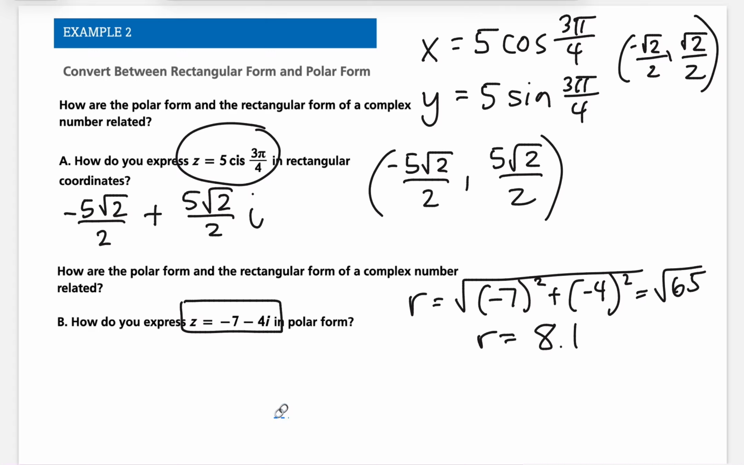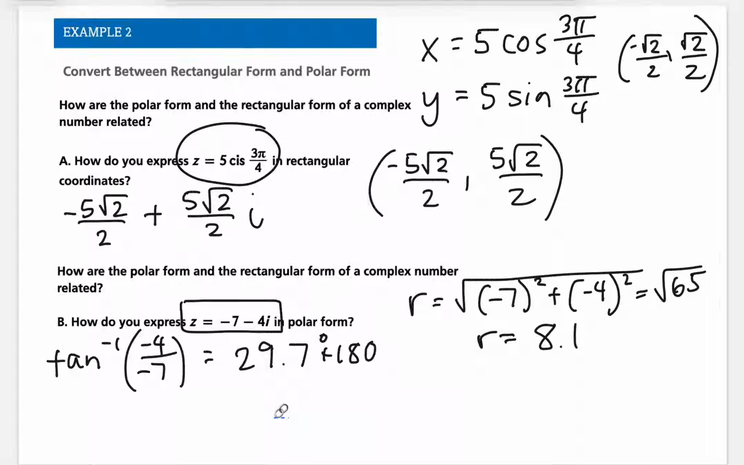Next, I want to find my angle. I know that negative, negative means I'm in the third quadrant, so I have to keep that in mind when I'm finding my angle. But I'm going to take the inverse tangent of negative 4 over negative 7. When I do that, I get the angle 29.7 degrees. Now 29.7 degrees is in the first quadrant. I want it to be in the third quadrant because I want the x and the y to both be negative. So I know I'm going to need to add 180 to put it into that third quadrant.